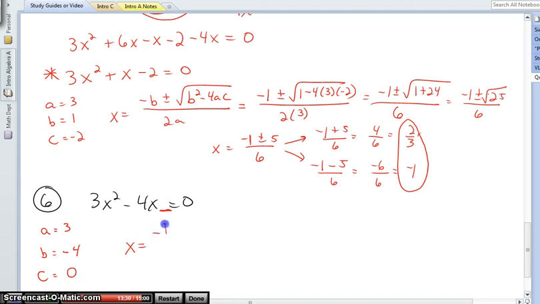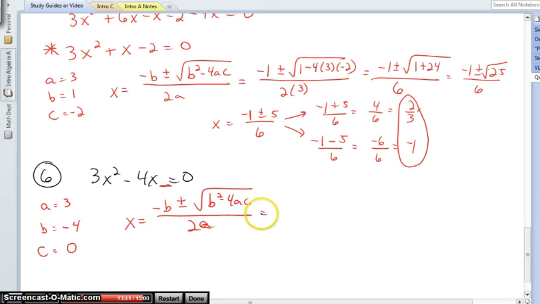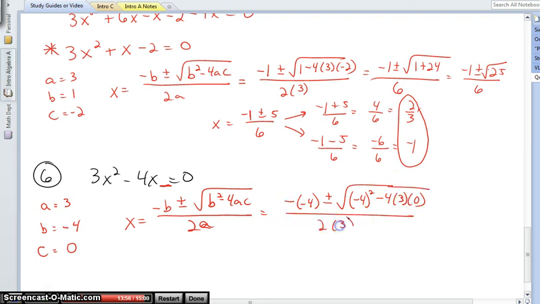Quadratic formula is the opposite of b, plus or minus the square root, b squared minus 4ac, all over 2a. So that means I've got the opposite of negative 4, plus or minus the square root of negative 4 squared, minus 4 times a times c, all over 2 times 3. So x equals 4 plus or minus the square root of 16 minus 0 over 6 equals 4 plus or minus square root of 16 over 6.